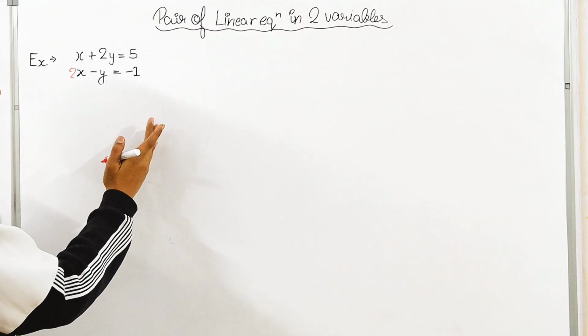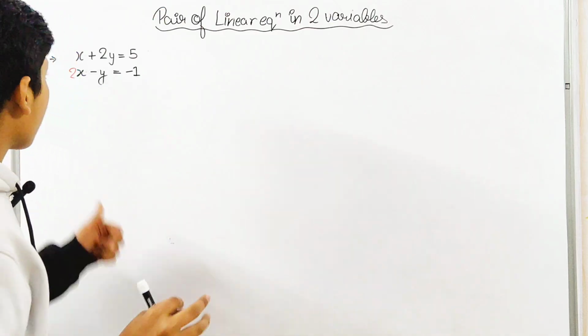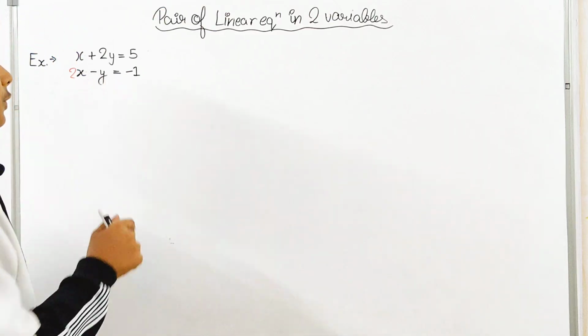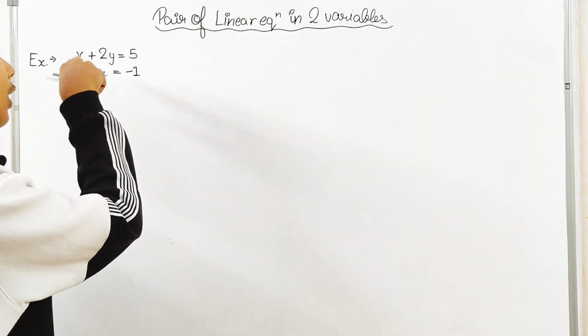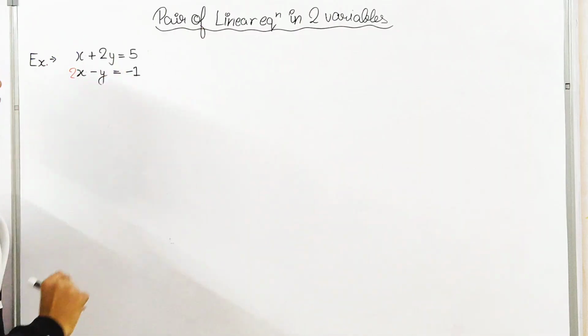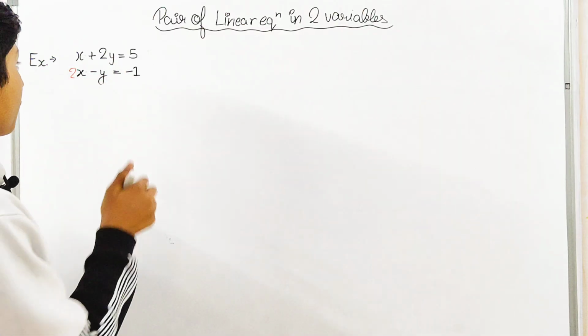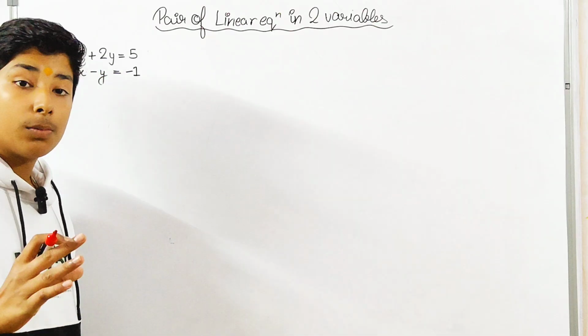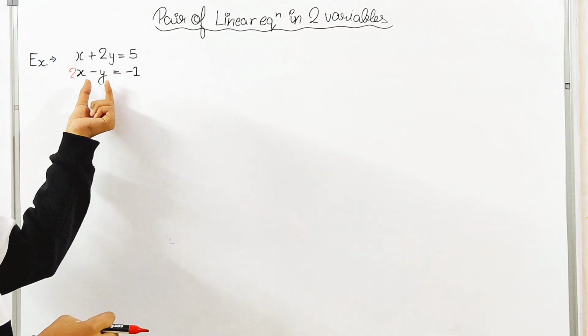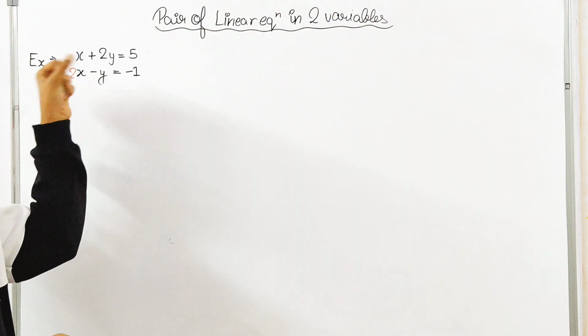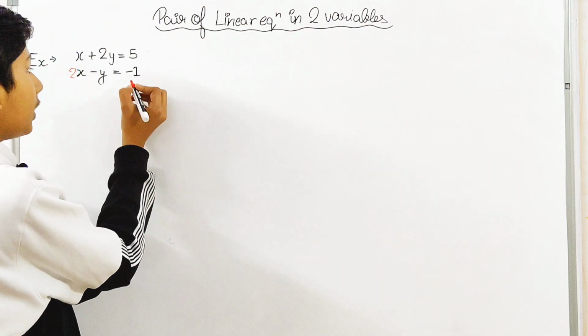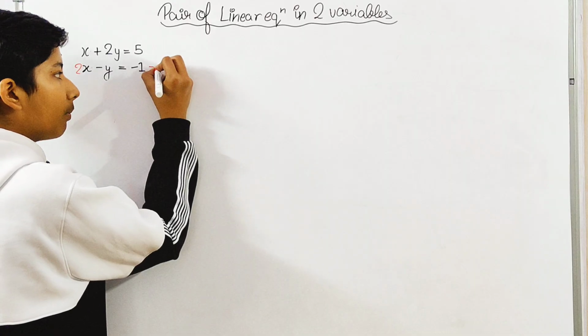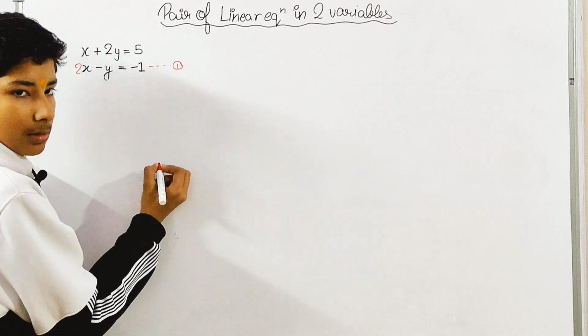So in this situation, you will choose first of all which one you have to remove, either x or y. So I'll choose that I have to remove y from these equations. So here it is 2y, but here it is y. To remove y, I will have to convert this coefficient, which is 1, into 2. So I'll multiply this whole equation with 2. Let us mark this equation 1.